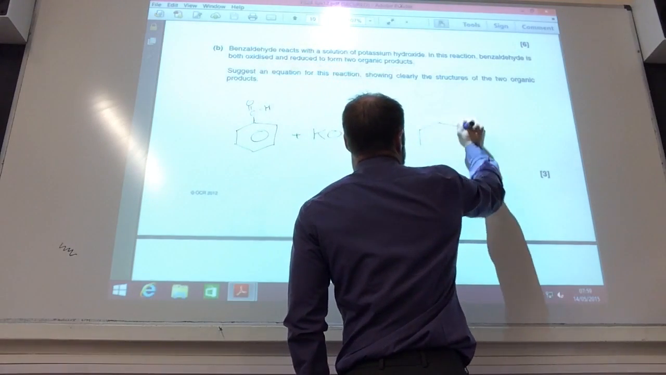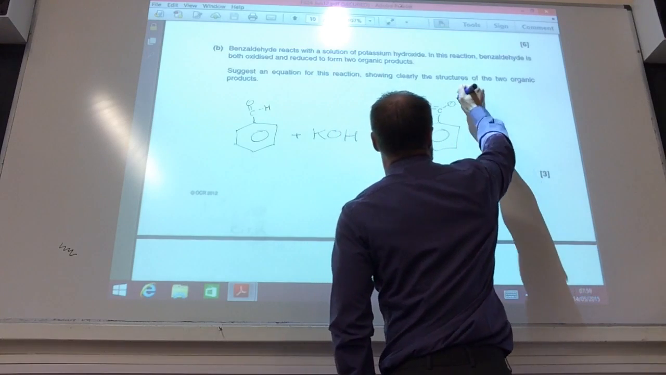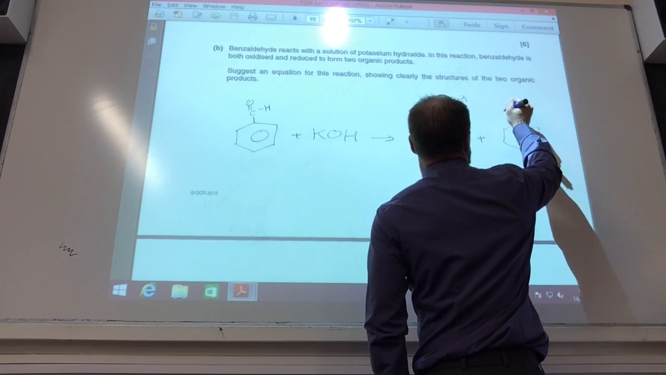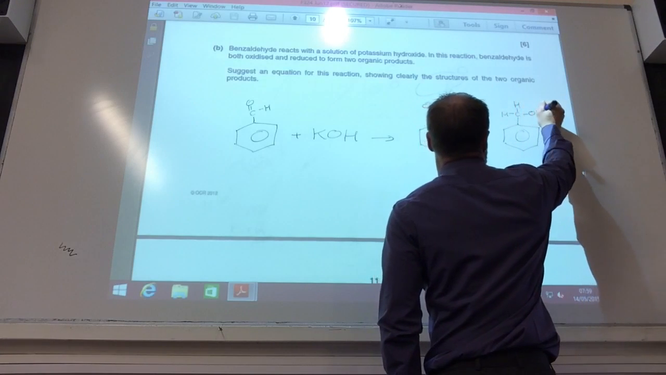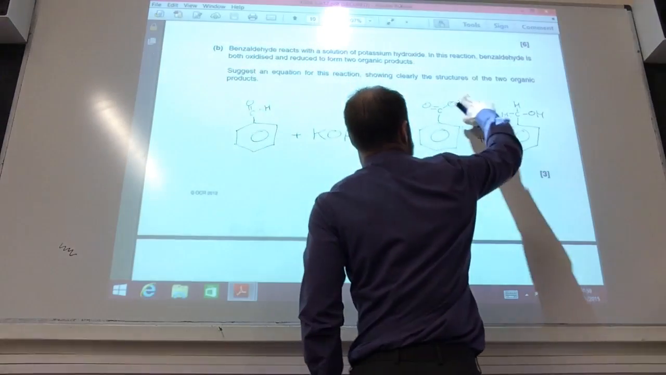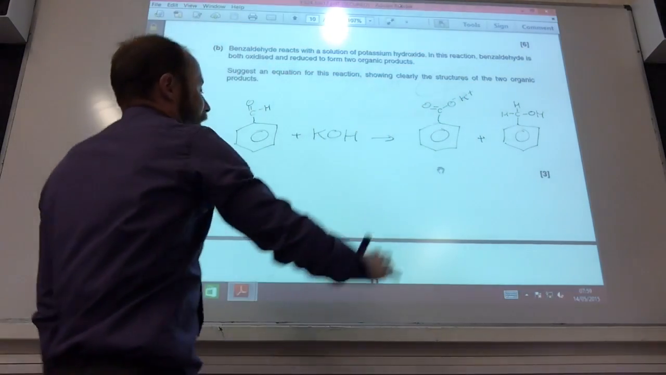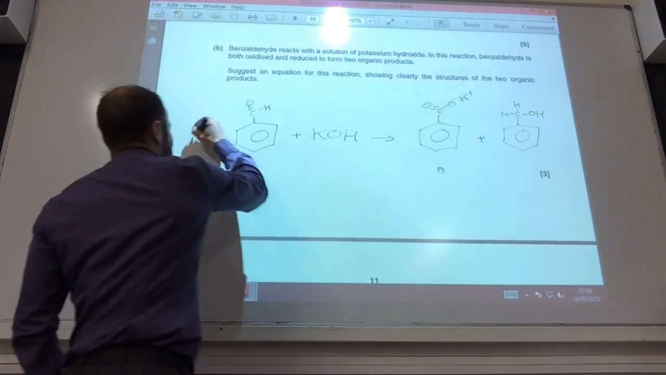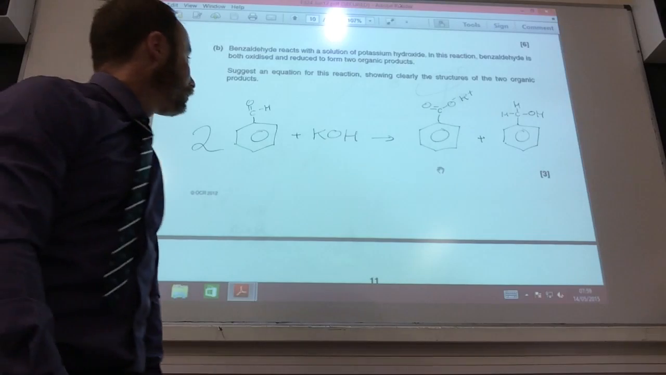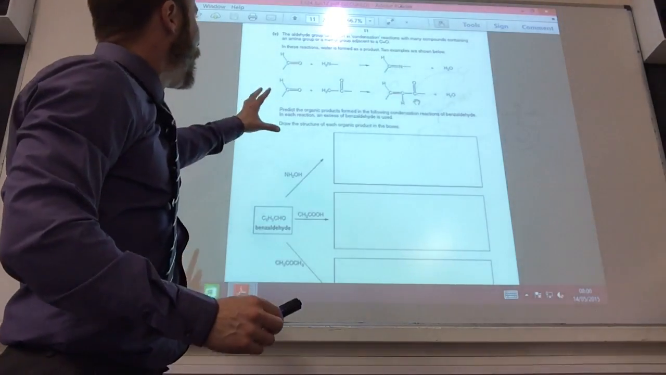So I've got an aldehyde that's been oxidized. That's going to become a carboxylic acid. I'll just make that a carboxylic acid. If it's reduced as well, it's also going to give me an alcohol, but remember this is in potassium hydroxide solution, so that is actually going to be the potassium salt there, and then hopefully you can see I've got 2 benzene rings out. I've got to start off with 2 of those there, and it should all balance out, I think. Yeah.